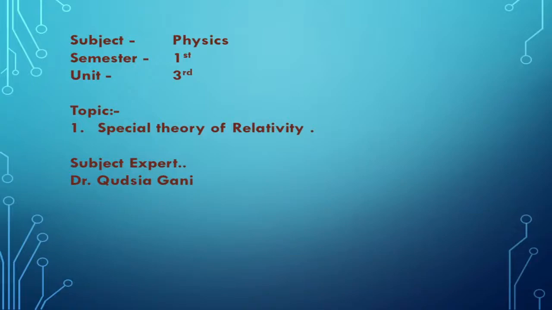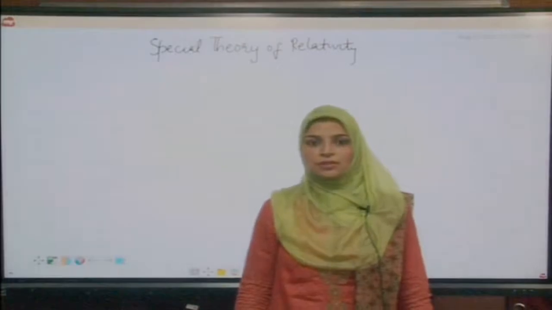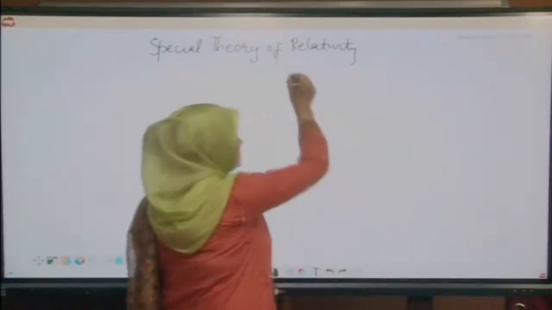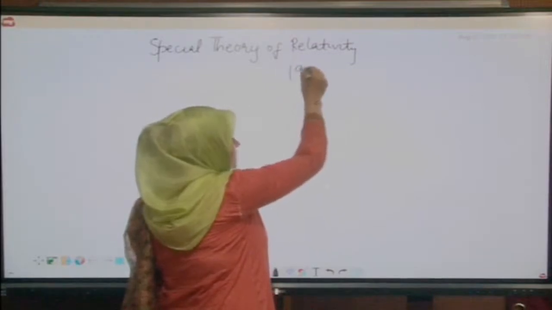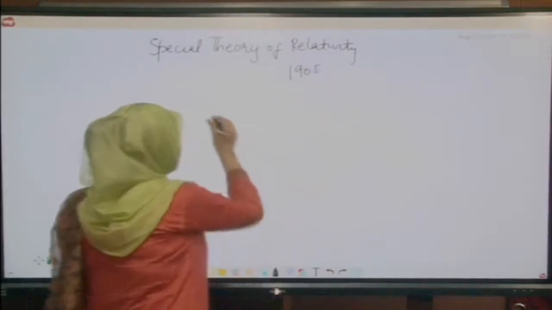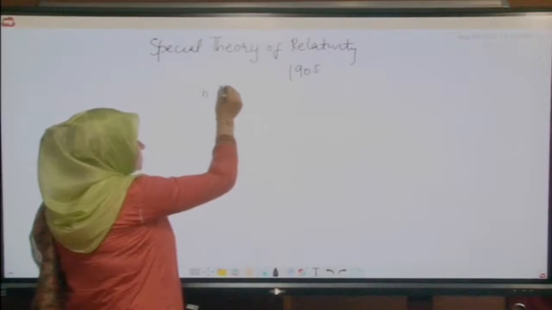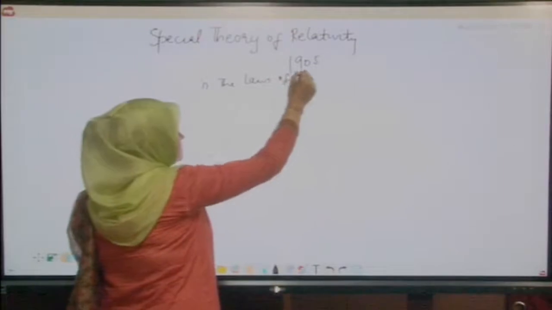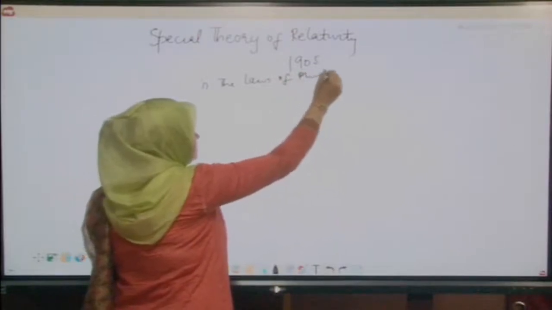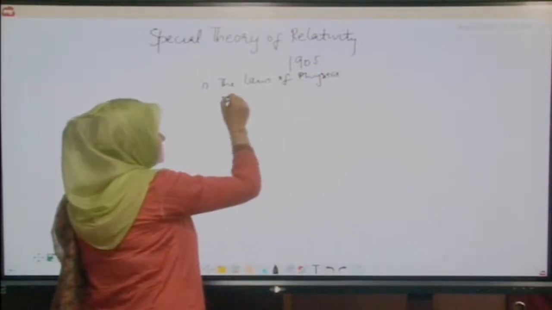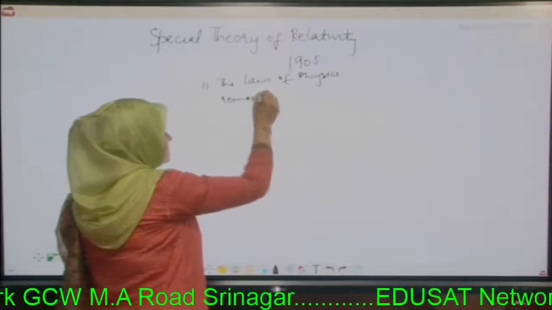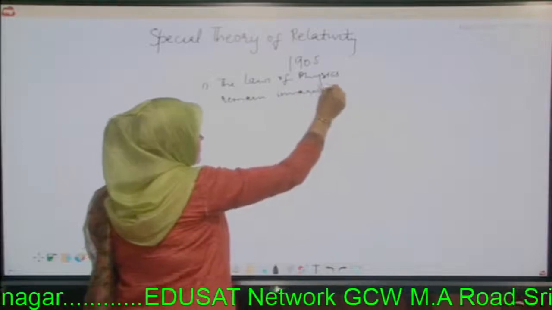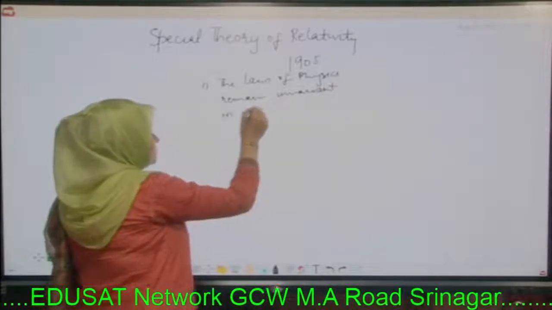Dear students, today we are going to discuss the special theory of relativity. This was propounded by Einstein in 1905 and it has two postulates. One is that the laws of physics remain invariant in all inertial frames.